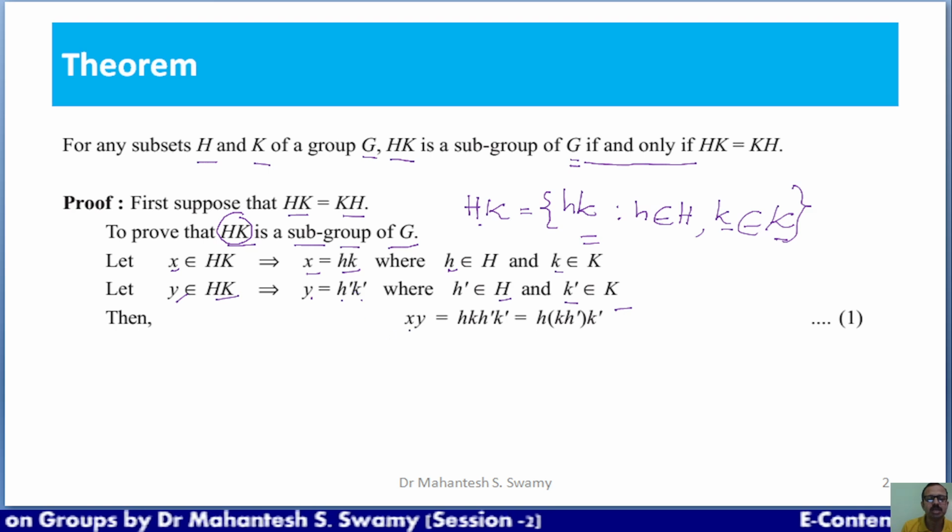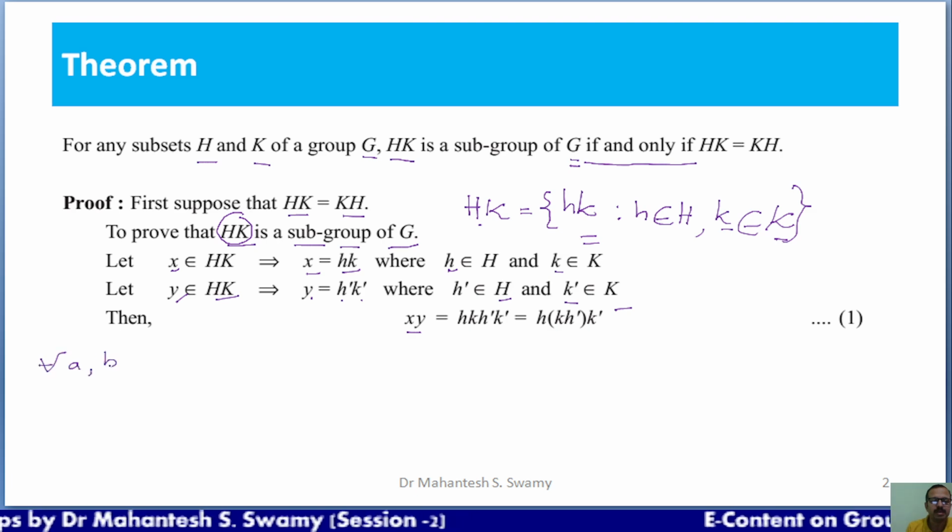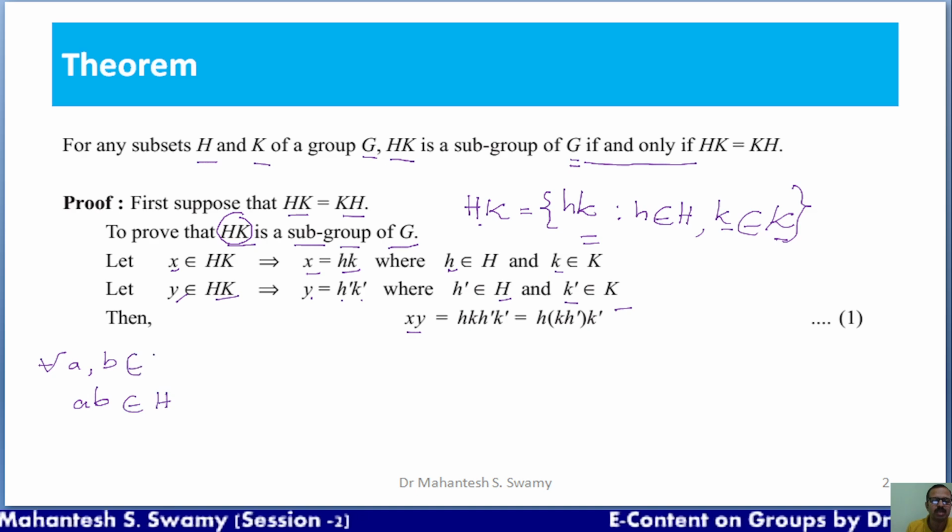Now consider xy, the product, just like ab. We have just taken, for every a, b, what should we have? The first condition is that ab must be in H. This is the previous theorem which we took in the last class.